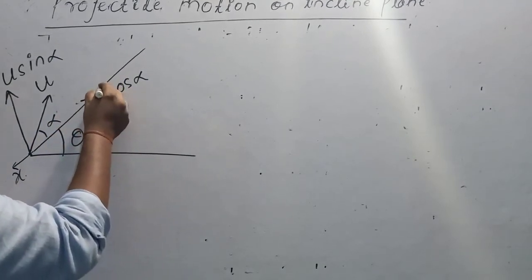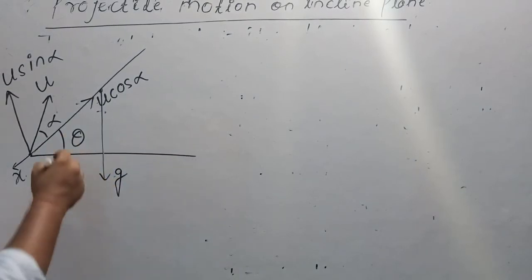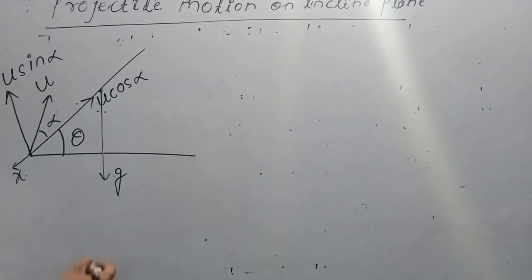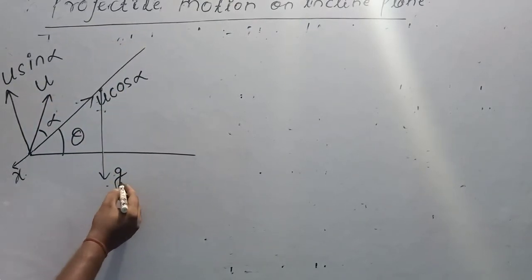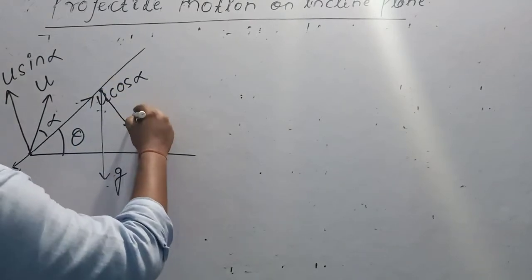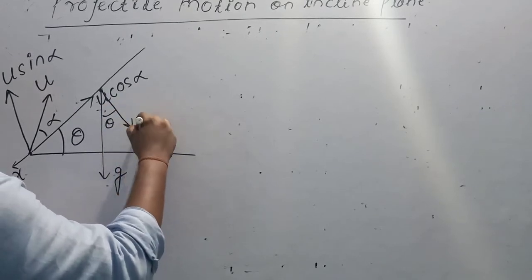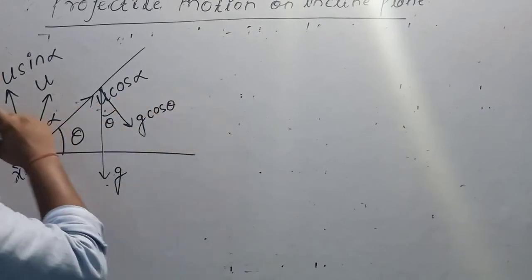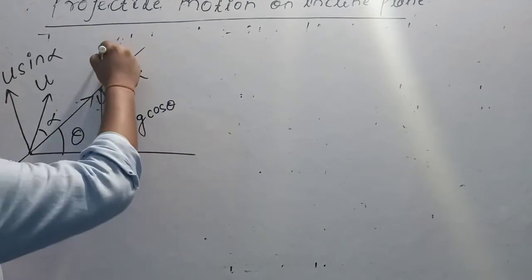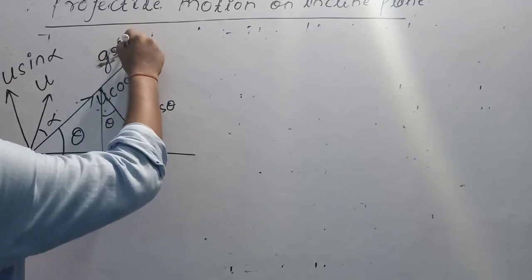Now the acceleration due to gravity which is acting on this projectile is always towards the center of the earth. Then resolving g into its components, g is making angle theta here, so this component will be g cos theta. Again, in this direction, the component of acceleration due to gravity will be g sin theta.